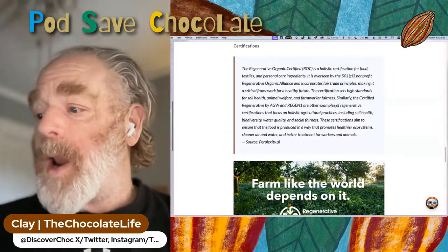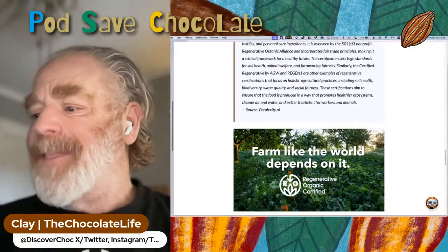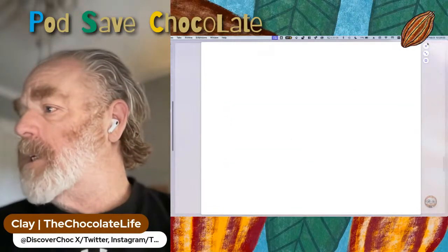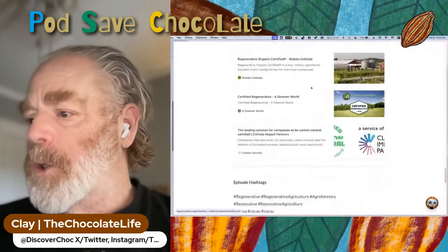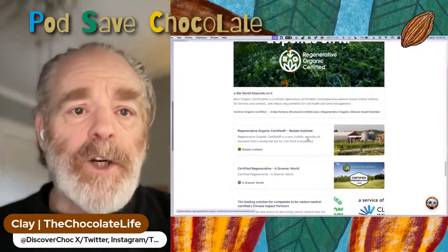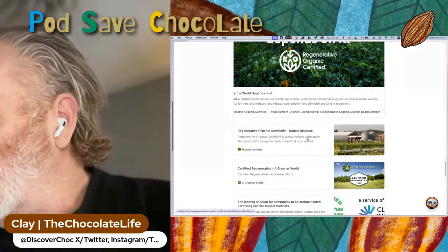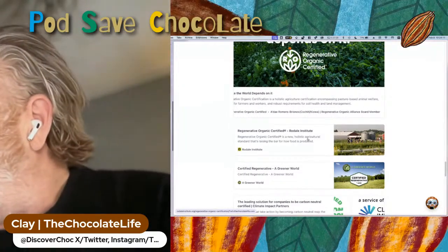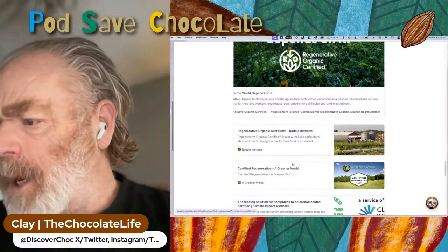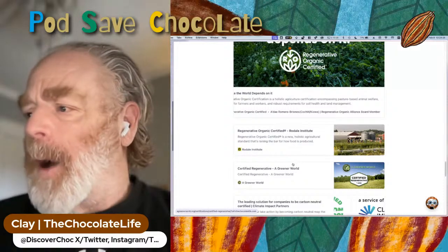And so what I've done is, again, here's a summary, which was generated by Perplexity. And then I have links to, I didn't mean to click on that, 1, 2, 3 different certification programs in regenerative agriculture. And so one is Regenerative Organic Alliance. One is the Rodale Institute, and the third one is something called the Greener World. So we have 3 different certifications in here.